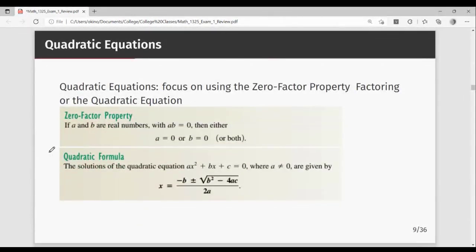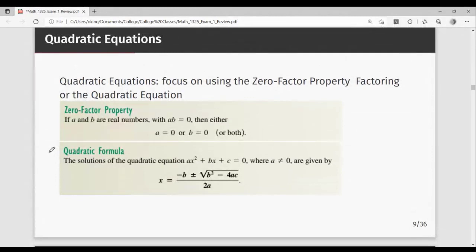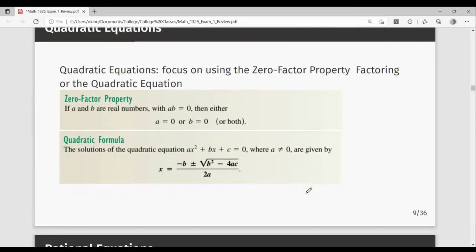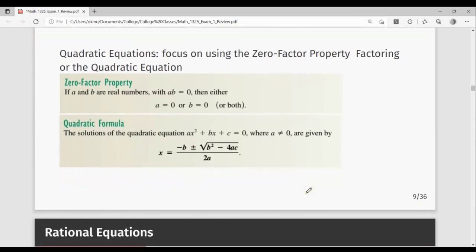And for quadratic equations, when we're solving those, we want to focus on using the zero factor property, or factoring with the quadratic equation. The zero factor property says that if you have A times B is equal to 0, then either A equals 0 or B equals 0 or both. And for the quadratic formula, it's this big formula that you've probably seen in high school or in other algebra courses. It's negative b plus or minus square root of b squared minus 4ac, all over 2a.